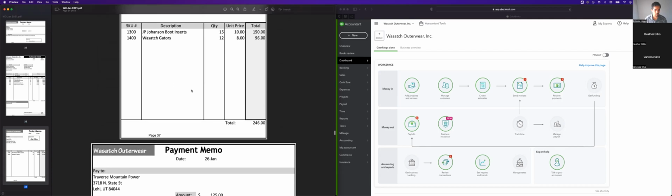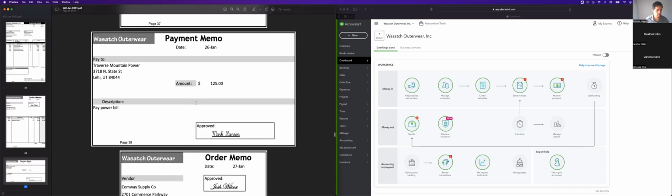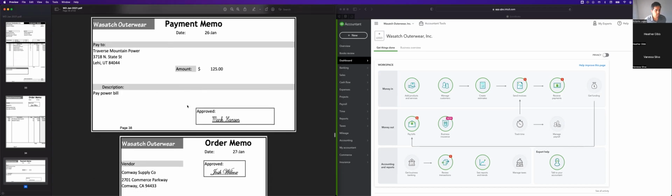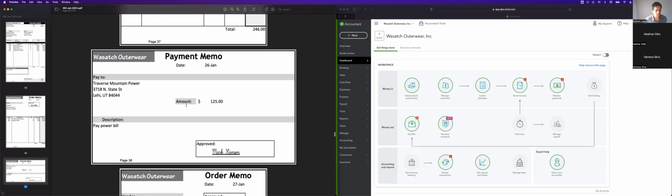So usually if it's a memo, I can pay straight away, so it's an expense. And if it's something that sits on my account, then it's a bill. Yeah, exactly. For this payment memo, this would be just an expense. January 26th, it's a $125 power bill, because this is an expense, easy peasy.